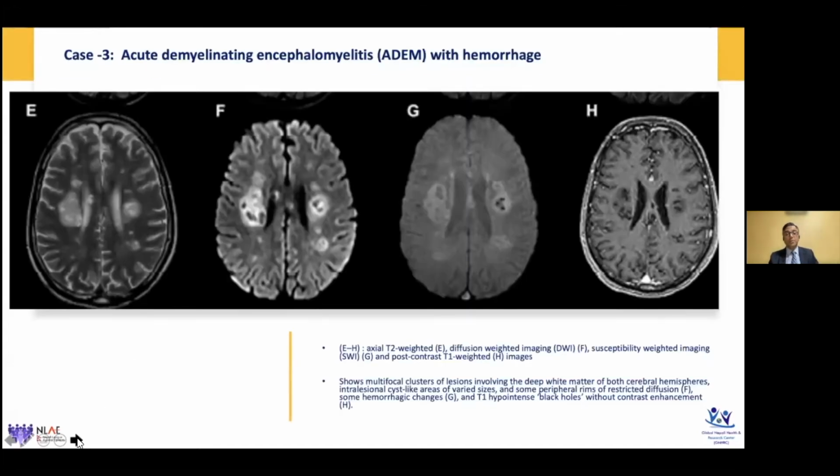This is the picture of the patient. The first one is a T2, where you can see this whitish change, findings here in the bilateral cerebral hemispheres. The second is a diffusion weighted imaging, showing restricted diffusion. And the third is what we call gradient imaging or susceptibility imaging. You can see the hemorrhagic infarction, visually see the blood in this, and this is the post contrast without any enhancement. Okay, so this is the case of acute demyelinating encephalomyelitis with hemorrhage.